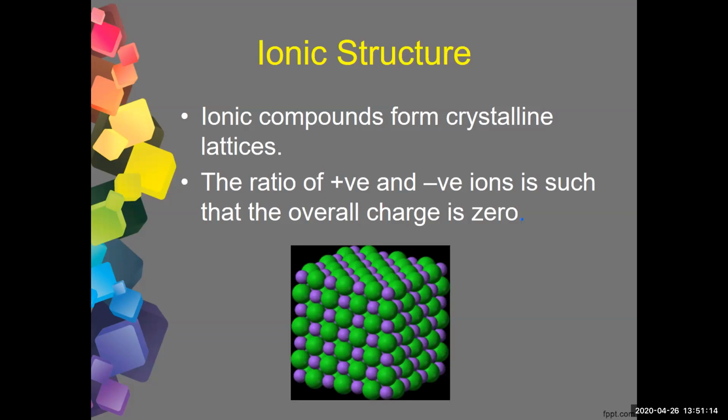And we always have the ratio of positive and negative ions in the lattice so that the overall charge is 0. So that means that when we write the formula NaCl, we're not meaning 1 sodium and 1 chlorine. We're talking about the fact that the ratio of sodium to chlorine is 1:1. And if we go through the whole lattice and count up all the sodiums and count up all the chlorines, there'll be the same number of each.